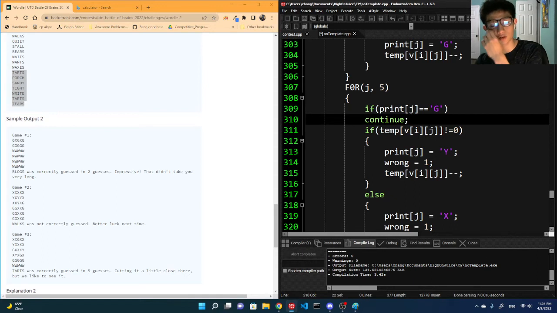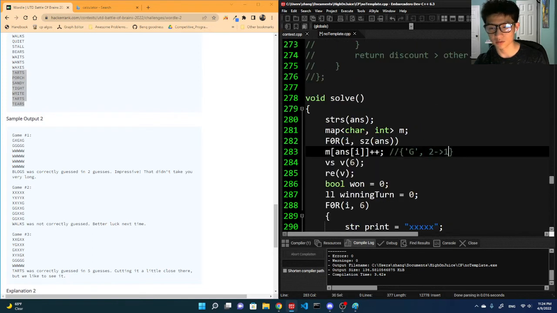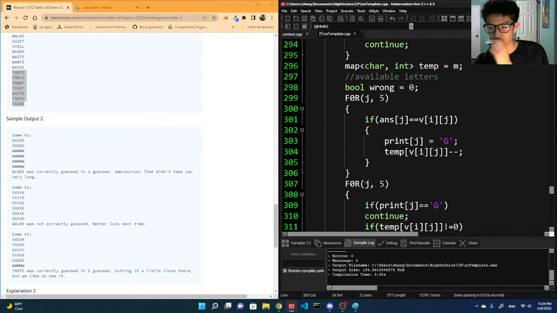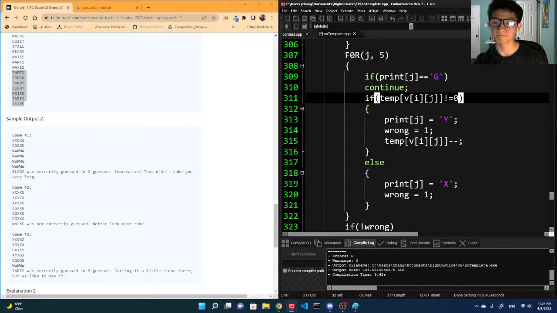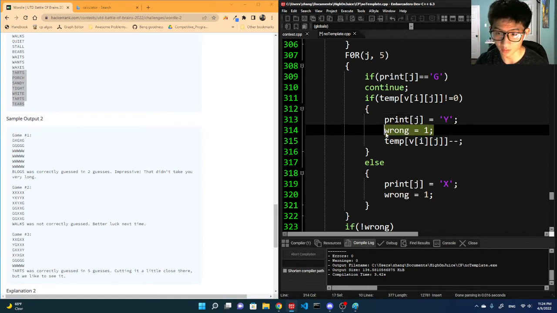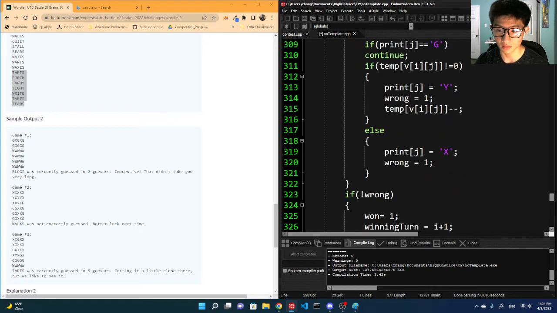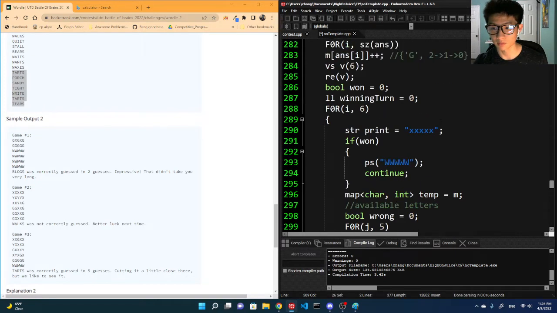But if there are still some letters out there inside the word, this does not equal 0. It would equal 0 if all the G's were found, so all G's were in the correct positions. If there's still a G out there, but it's just in the wrong position, I'm going to put out yellow, and I change it to 1. So my Boolean will tell me it's wrong. And if it's just straight up not in the word, so if temp vi j is 0, it's not in the word, or all my G's have been used up.